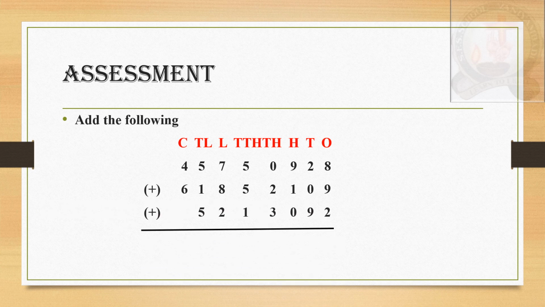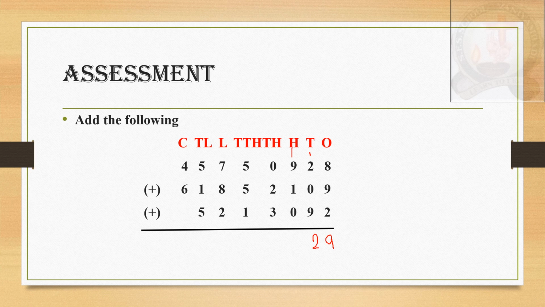Okay, children, so from which digit should I start to add now? Yes, of course, it is from the ones digit onwards. 8 plus 9 is 17, 17 plus 2 is 19. For 19 write 9, 1 carry to the next digit. 1 plus 9 is 10, 10 plus 2 is 12. So for 12, 2 write, 1 carry to the next digit.